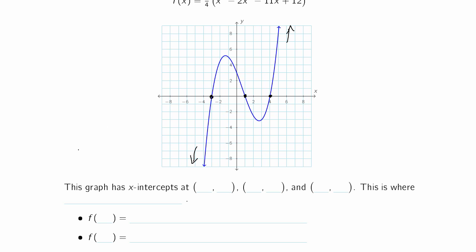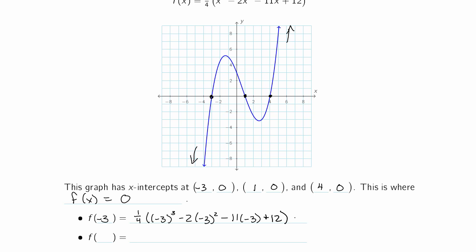This graph has x-intercepts at (-3, 0), (1, 0), and (4, 0). This is where f(x) is 0. So if we actually plug in these numbers, f(-3), that's 1/4 times (-3)^3 minus 2 times (-3)^2 minus 11 times (-3) plus 12. And we see that that really does work out to 0.